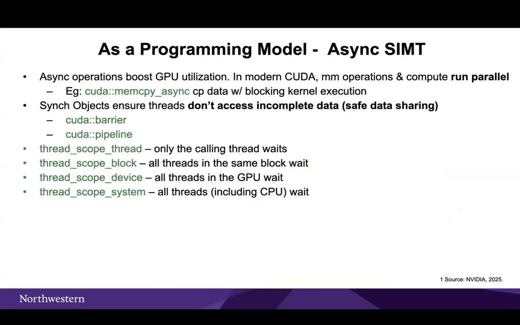In CUDA, asynchronous SIMT execution allows memory transmission and computing tasks at the same time. For example, the cudaMemcpyAsync command does not block data transmission when the kernel is executed. There are also synchronization tools such as cuda::barrier and cuda::pipeline. These tools can flexibly control synchronization at different levels, such as letting only the current thread wait, or letting the same thread block, the whole device, and even the CPU wait. So those approaches are all for avoiding data conflicts when multitasking is running at the same time.